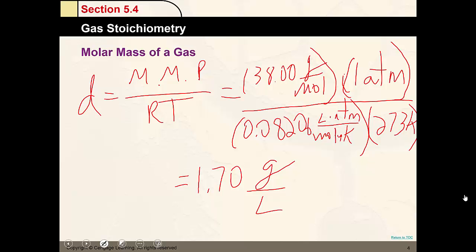Okay, so you should be able to use this rearranged or derivative of the ideal gas law for either calculating the molar mass or finding the density of a known gas.